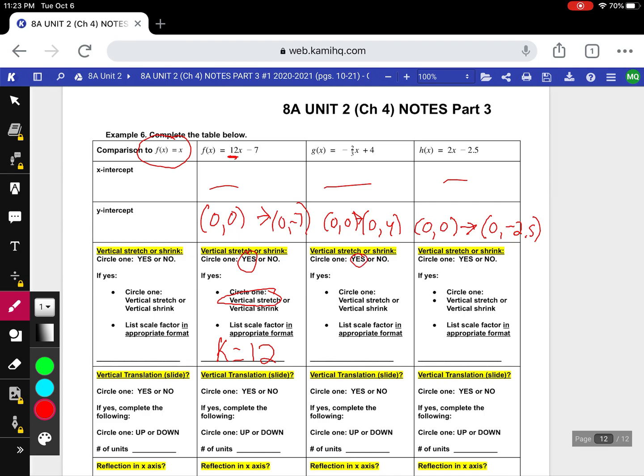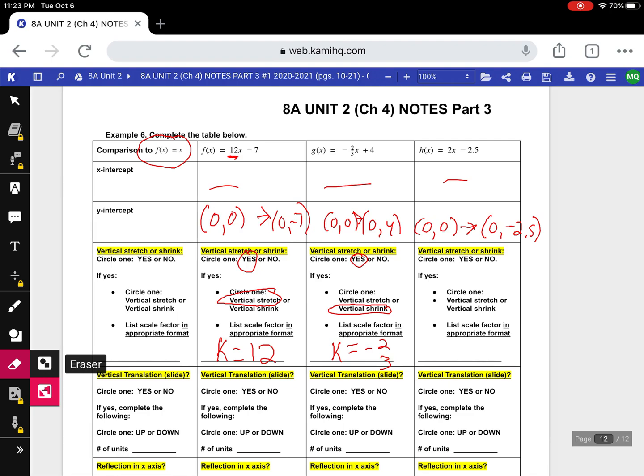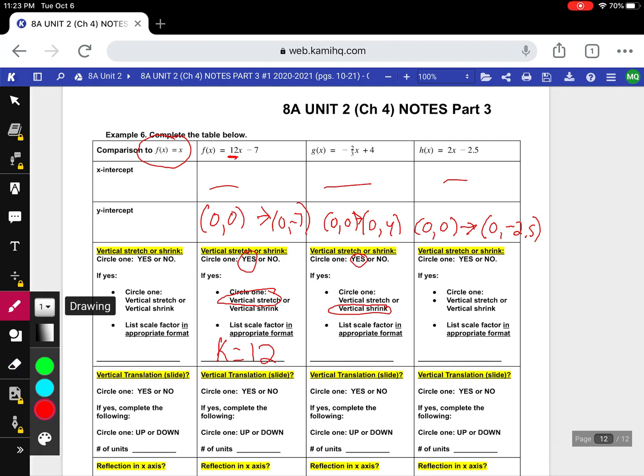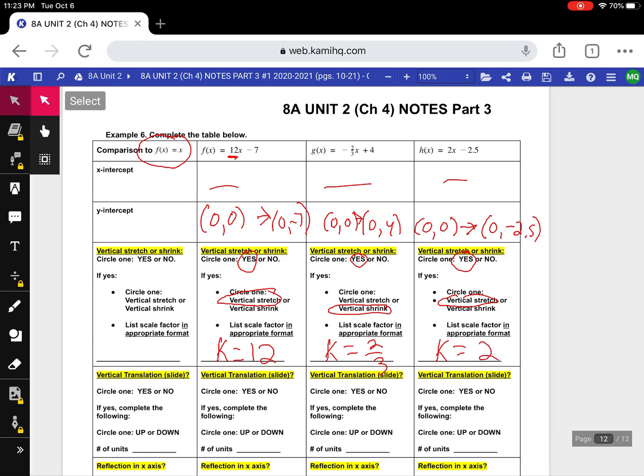Okay? On this guy right here, well, yes, again, this time we have a shrink, right? Because we have that fraction. And the scale factor, make sure it's always an absolute value. So even though it says a negative 2/3, our scale factor is a positive 2/3, okay? In this last one, we have a vertical stretch by a scale factor of 2.